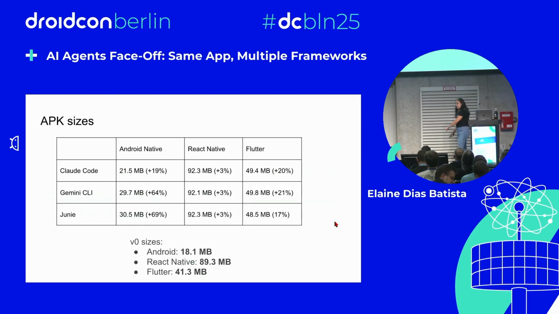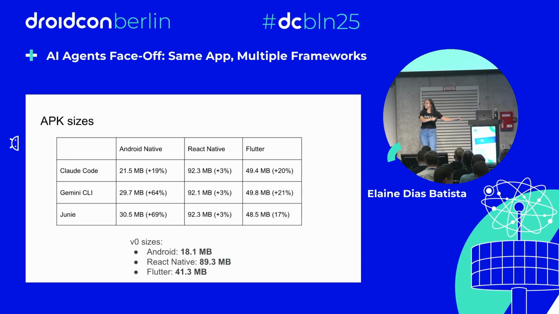APK sizes at the end. So at the beginning, 18 for Android, 89 for React Native, 41 megabytes for Flutter. So here are the final APK sizes for all the apps. The sizes themselves don't matter a lot. I think what is really interesting is how much did they grow. Interesting to see React Native, 3% for all of the versions.